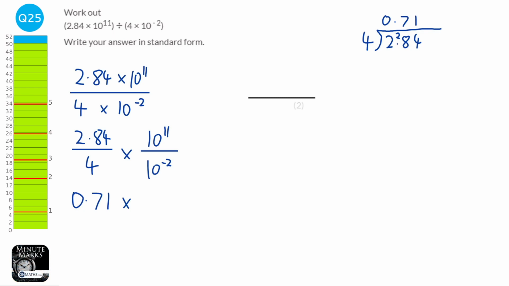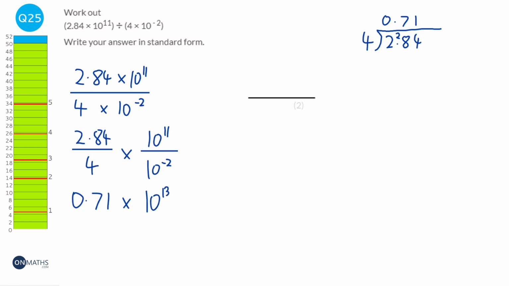and then the rules of indices say that if you divide two powers of the same base, they're both 10, then you just take away the power. So it's 11 take away minus 2. Now the two minuses, the two takeaways, actually convert to a plus, so it would be 11 plus 2, which would be 13, so it would be 10 to the power of 13.